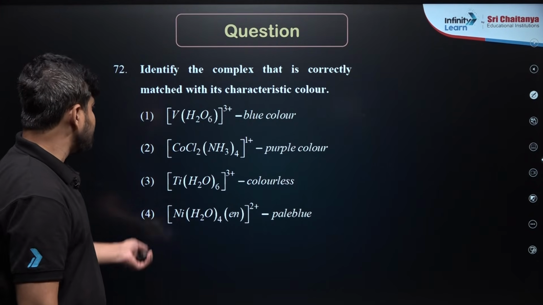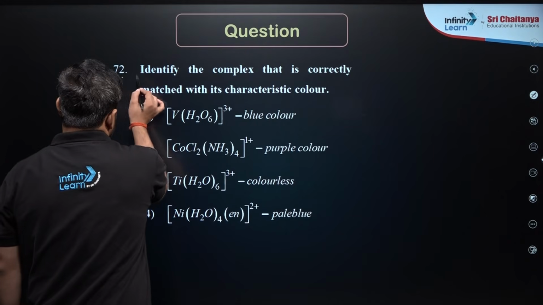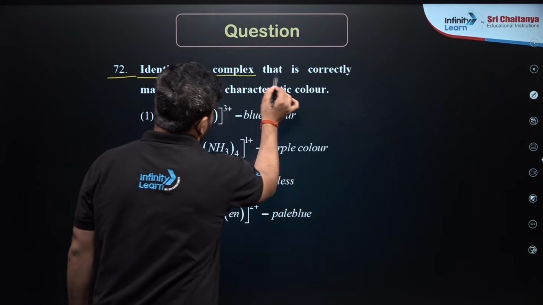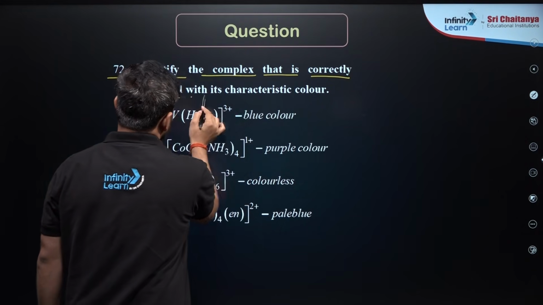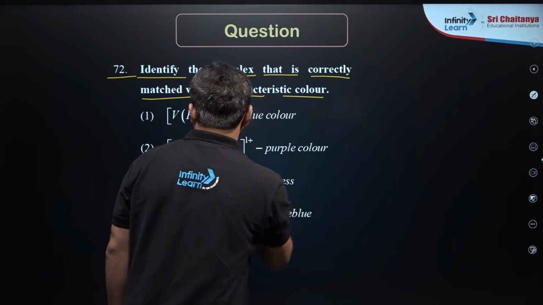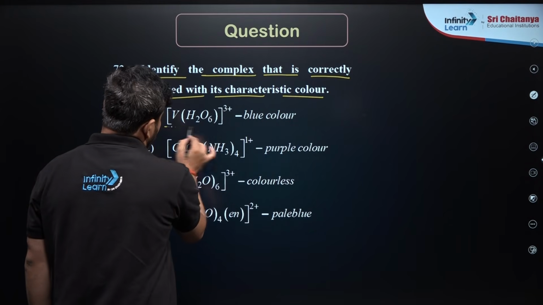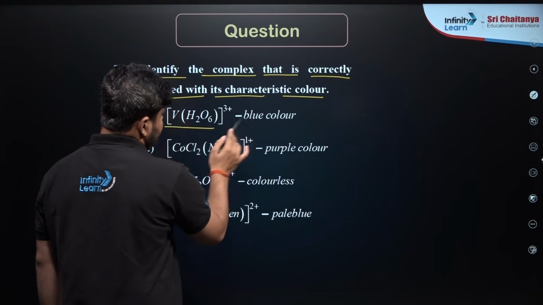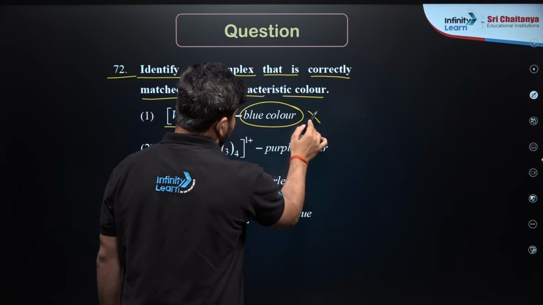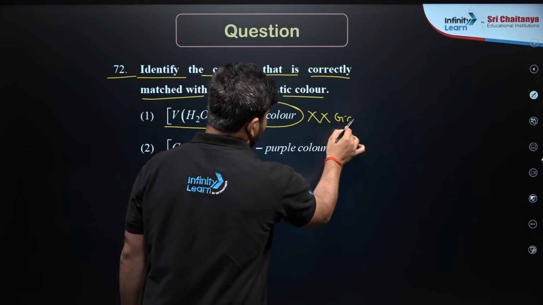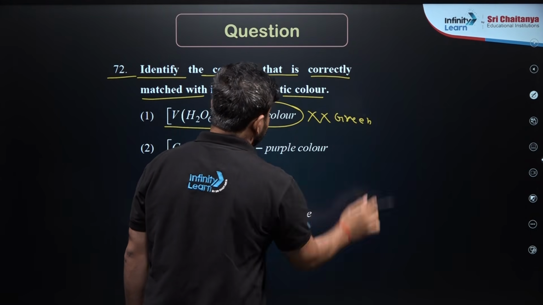Now I am coming to the next question. See this one here, question number 72. Identify the complex that is correctly matched with the characteristic color. Here V(H2O)6 3+ is given as blue color. It is not blue, it is basically green color. So this is green.